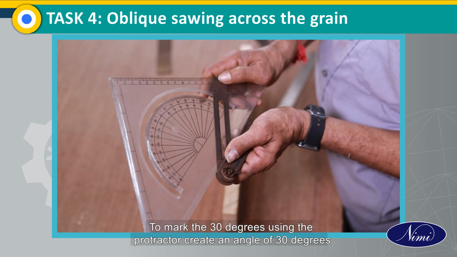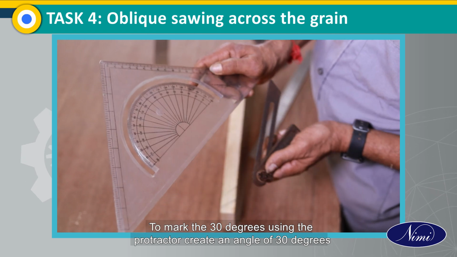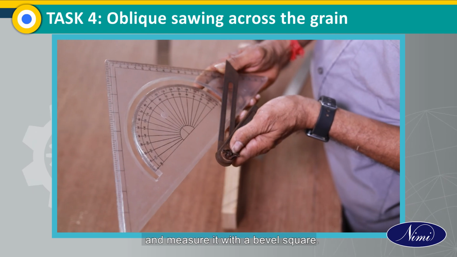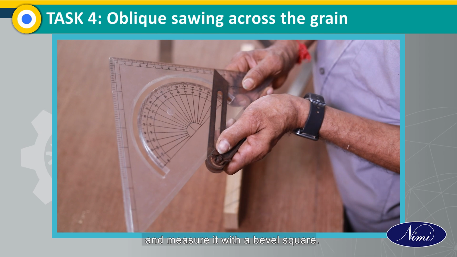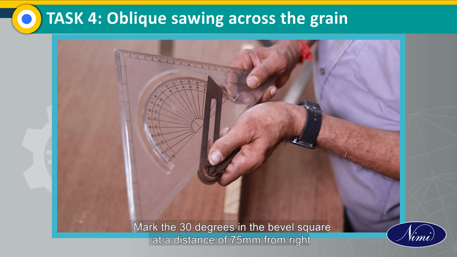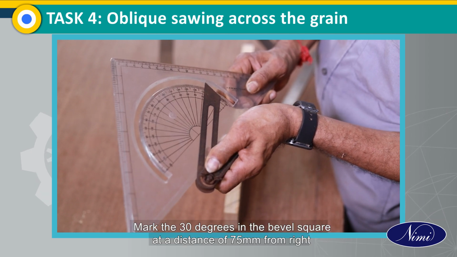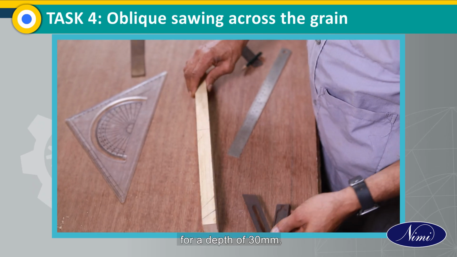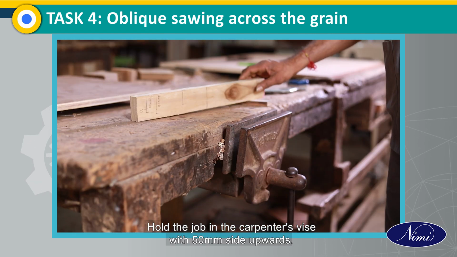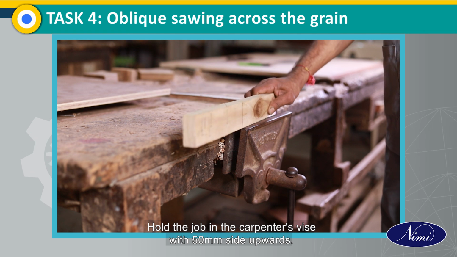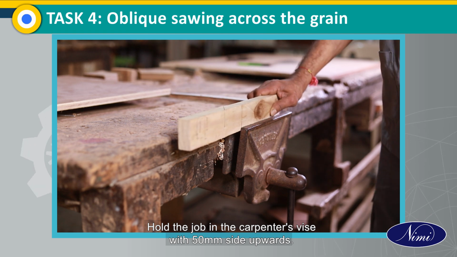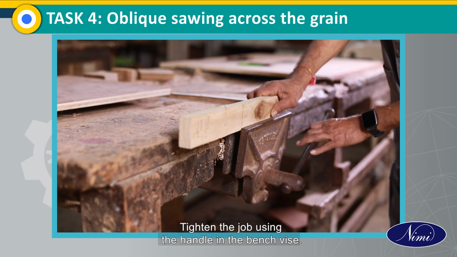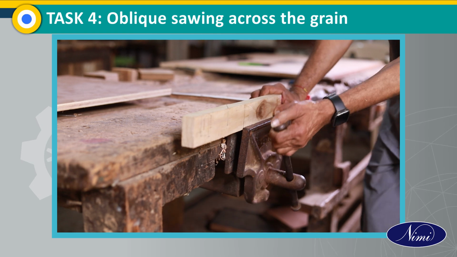To mark the 30 degrees using the protractor, create an angle of 30 degrees and measure it with a bevel square. Mark the 30 degrees with the bevel square at a distance of 75 mm from right for a depth of 30 mm. Hold the job in the carpenter's vise with the 50 mm side upwards. Tighten the job using the handle in the bench vise.